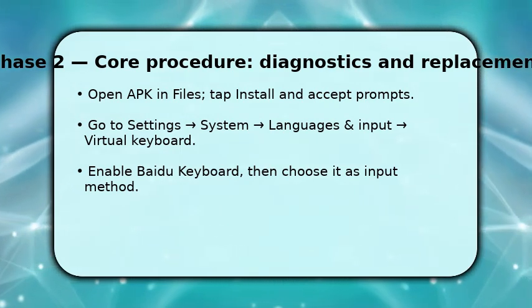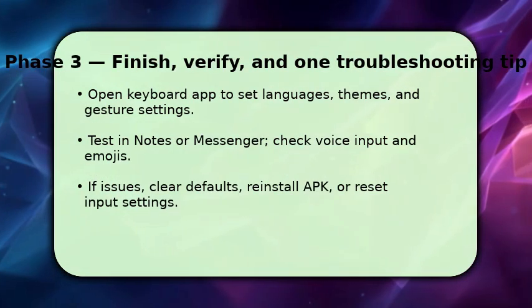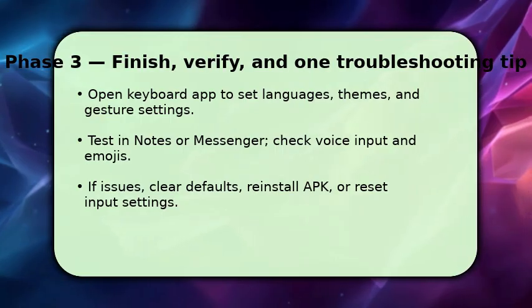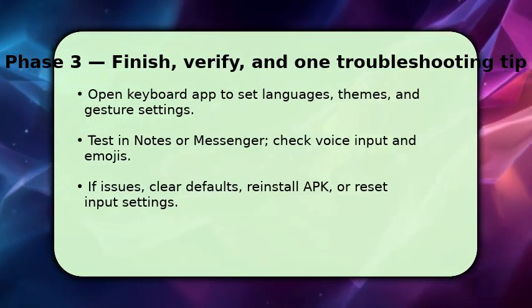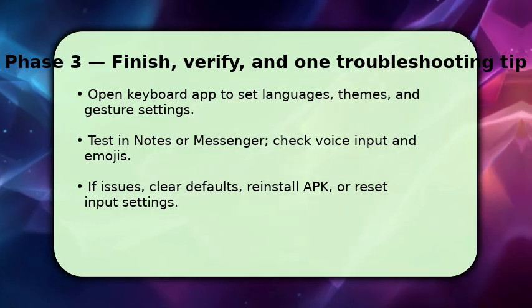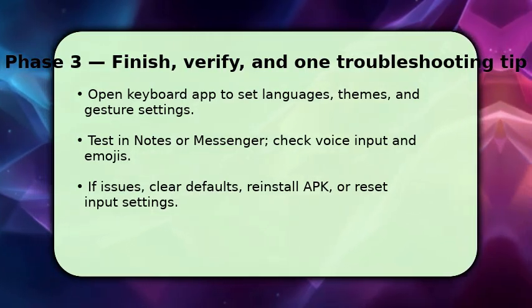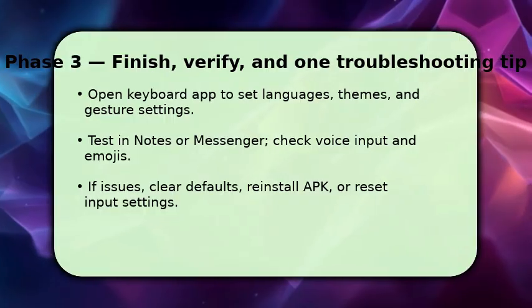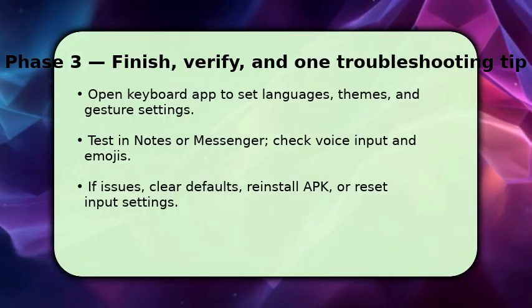You finish by customizing and verifying the keyboard. Open the Baidu Keyboard app to set languages, theme, and gesture options. These choices affect typing speed and suggestions. Then test in Notes or Messenger. Verify typing, voice input, and emoji panels.